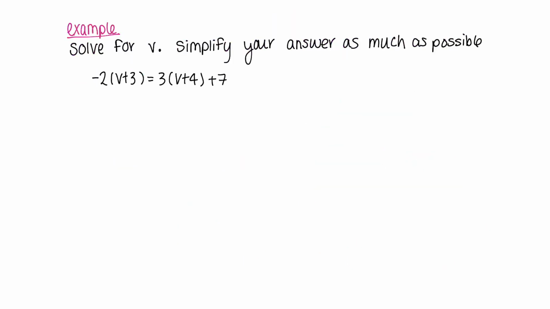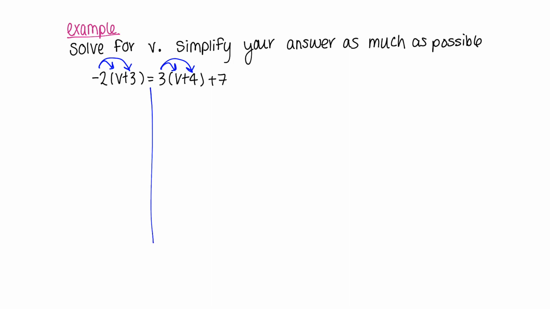Let's do another example. All right, so here we have -2 times v plus 3 equals 3 times v plus 4 plus 7. Once again, starting our traditional way. Oops, let me grab my pen. I'm going to go ahead and distribute.